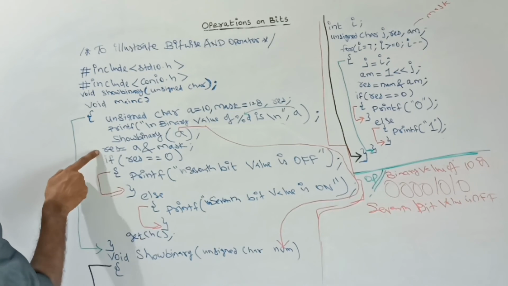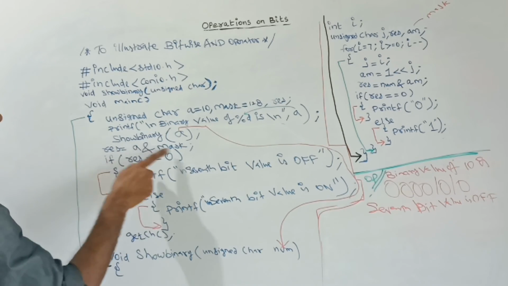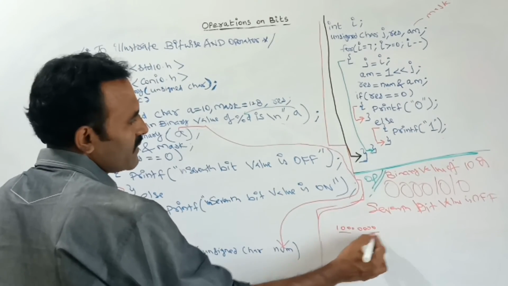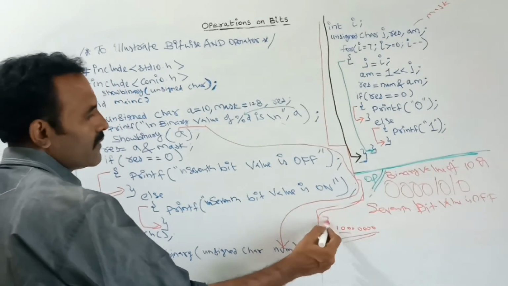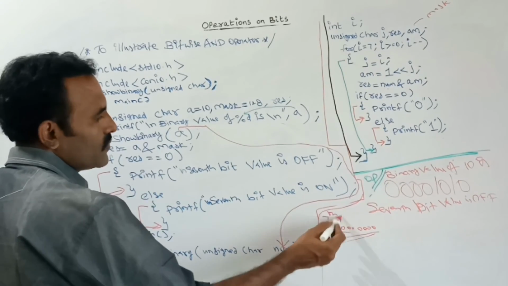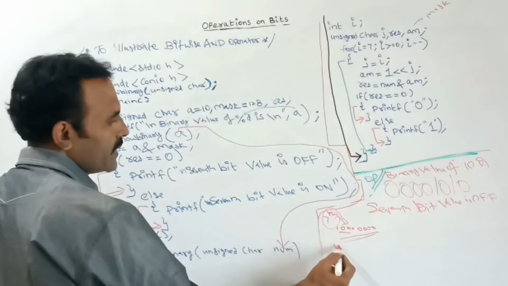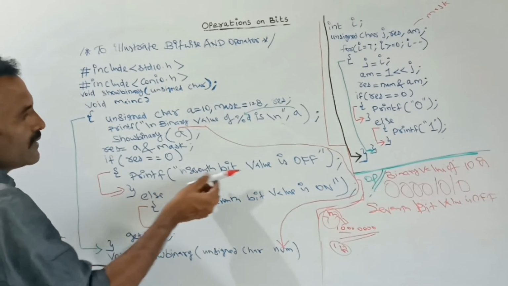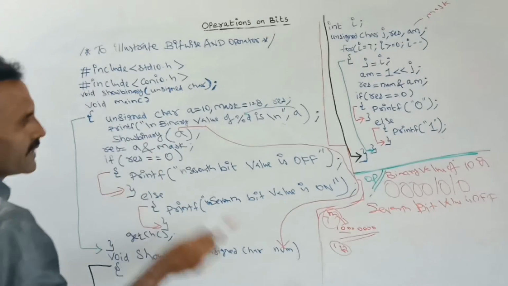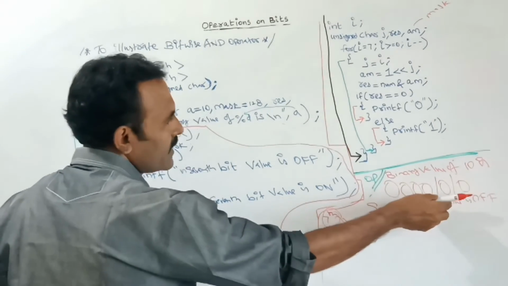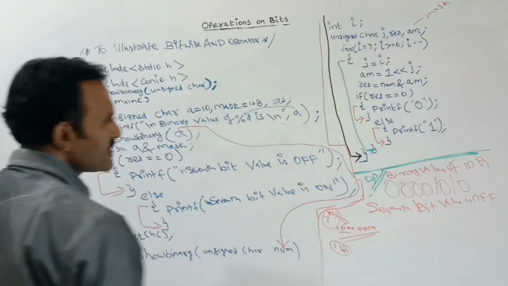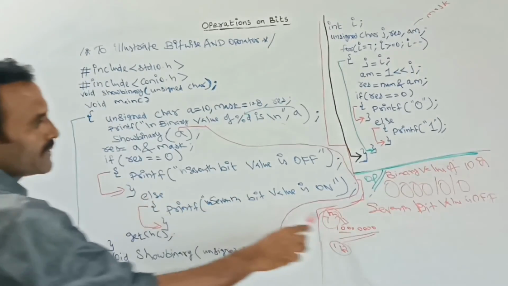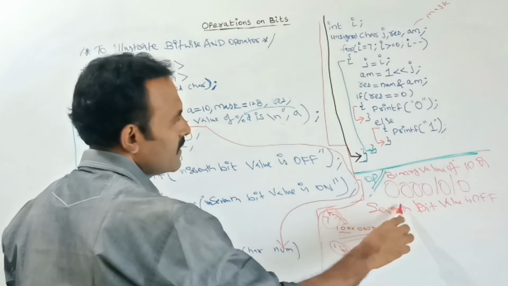Next, in this step RES is equal to A and mask. Here this is the mask value for finding the 7th bit position. The decimal value is 128. As I want to find the 7th bit value, I am using 128. If I apply this and find the bitwise AND, the result will be 0. So the 7th bit value is off, and this statement will be printed, because the 7th bit value is off.